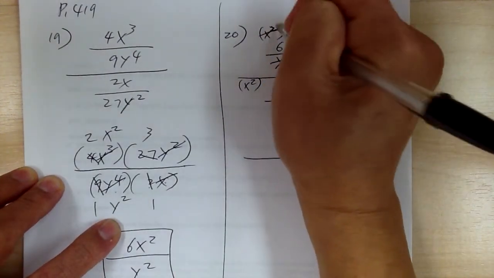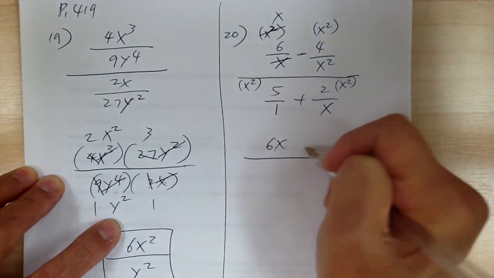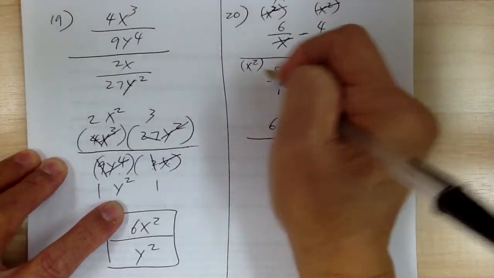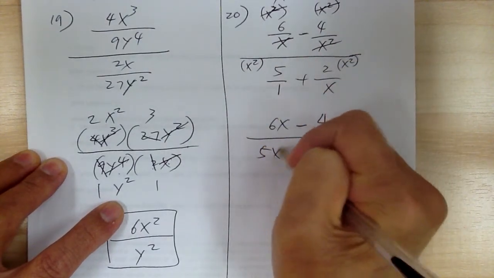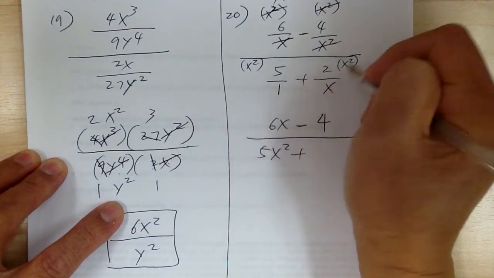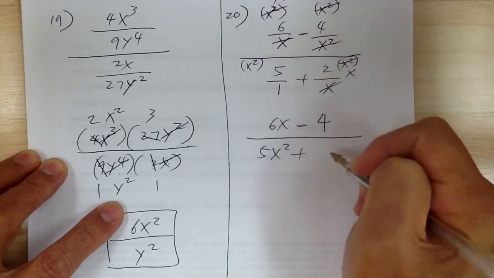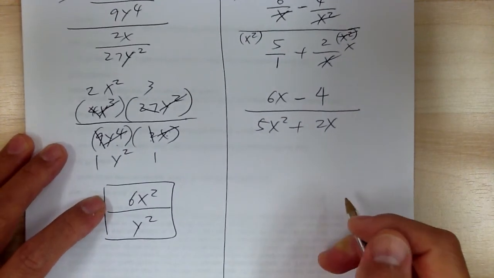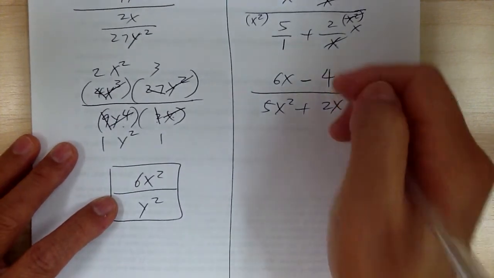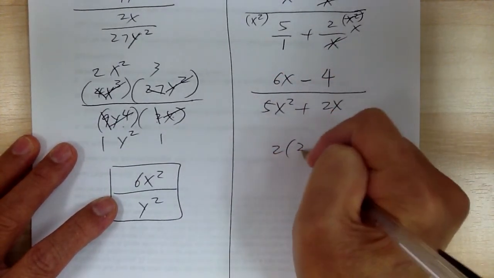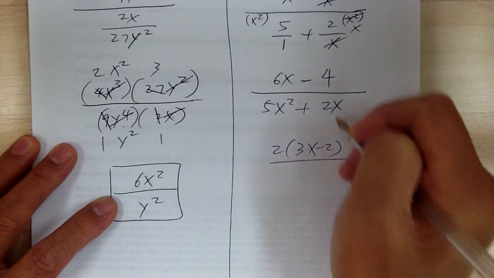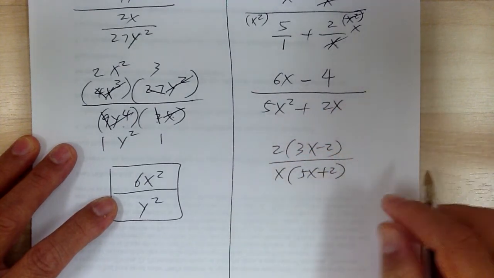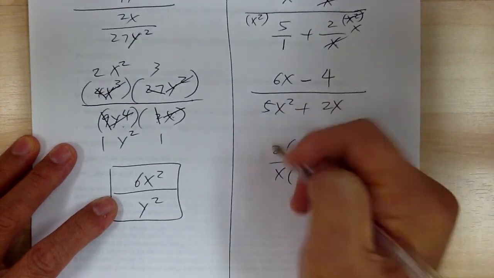So this can cancel. You get 6x. This one cancels with that, so you got 4. This one you don't cancel anything, so you got 5x squared. This one, the x and x squared cancel out. You end up with 2x over here. And check for factoring. See if you can cancel things out. So this one you can factor out the 2. And this one you can factor out the x. And nothing to cancel, so that's it.